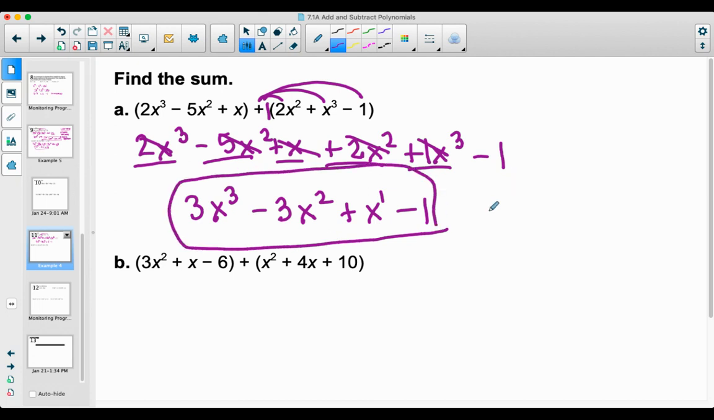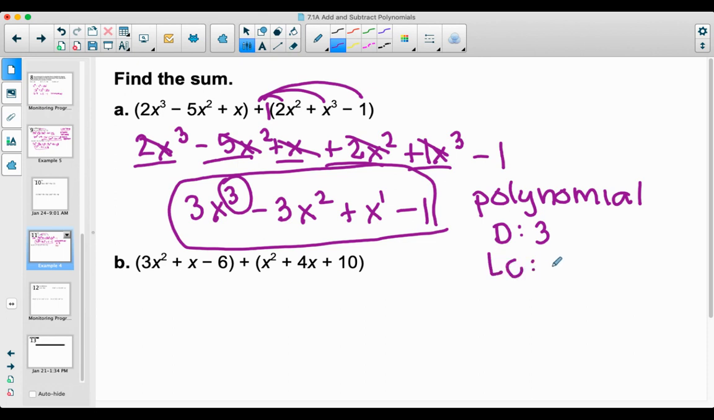And this would be classified as a polynomial because there are 4 terms. Just for practice, our degree, if you look, our highest exponent is 3. So that's our degree. And then my leading coefficient is going to be 3 because that's the first number in the answer. Let's take a look at example B.